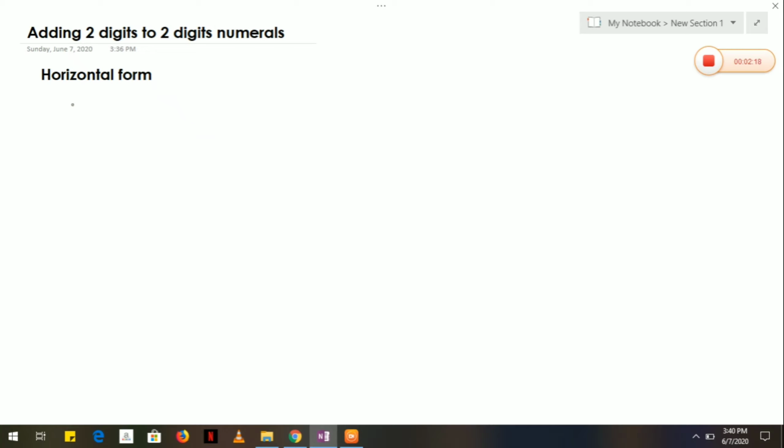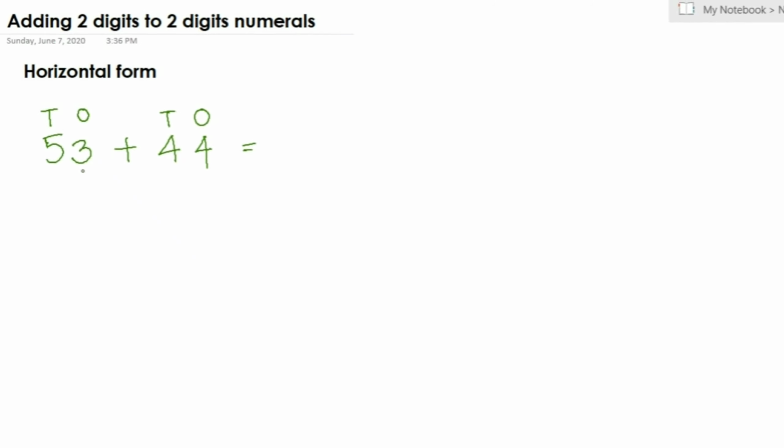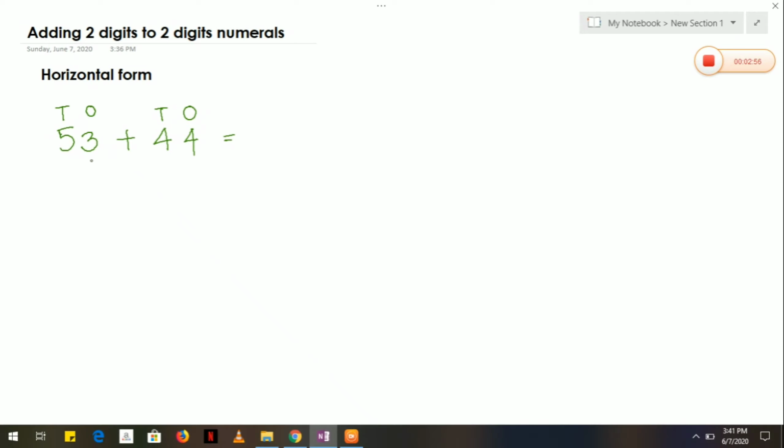So, let's have an example. For example, I am going to write 53 plus 44. Okay, so like what I've said, identify their place value. So 5 is in the tens place, 3 in the ones place, 4 in the tens place, and 4 in the ones place. Add the numbers in the same place value.